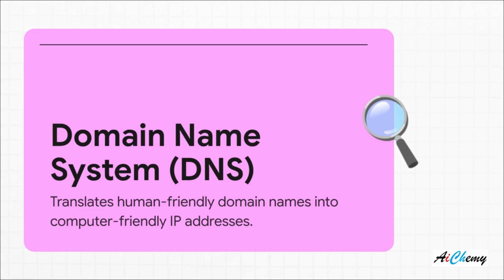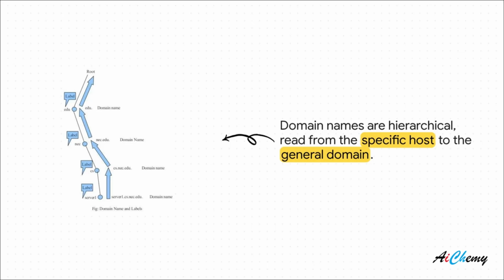And this diagram shows the really elegant logic behind that whole naming system. It's a hierarchy. You read it from the most specific thing on the left to the most general on the right. So, Server 1 is the specific machine. It's part of the CS department at the NEC Educational Institution, or EDU. It's just a beautifully organized system for the entire internet.